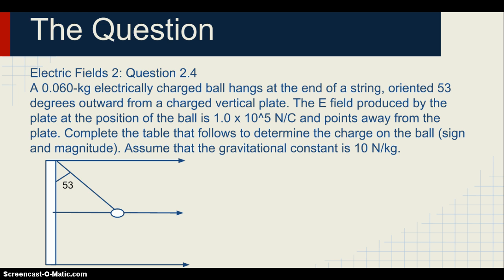The question is, a 0.060 kilogram electrically charged ball hangs at the end of a string oriented 53 degrees outward from a charged vertical plate. The E field produced by the plate at the position of the ball is 1.0 times 10 to the fifth newtons per coulomb, and points away from the plate. Complete the table that follows to determine the charge on the ball, the sign, and the magnitude. Assume that the gravitational constant is 10 newtons per kilogram. Generally it's 9.8, but for the purpose of this question, we're asked to use 10 newtons. And the diagram is shown below. As you can see, the mass is the white circle and it's oriented 53 degrees outward from the charged plate.